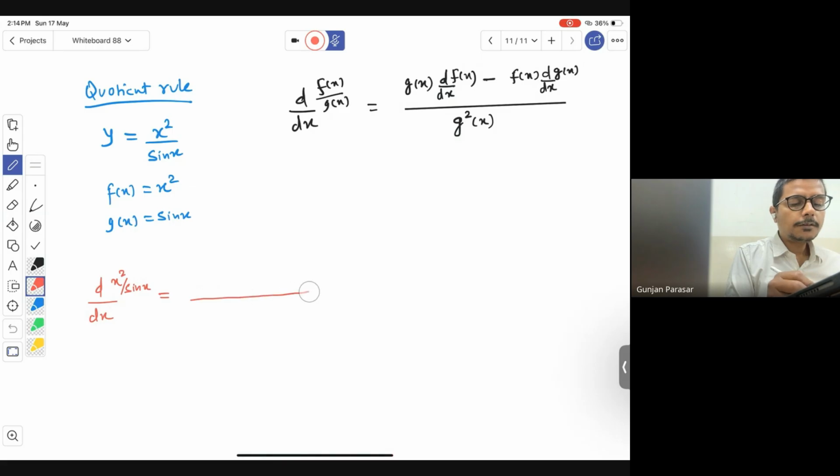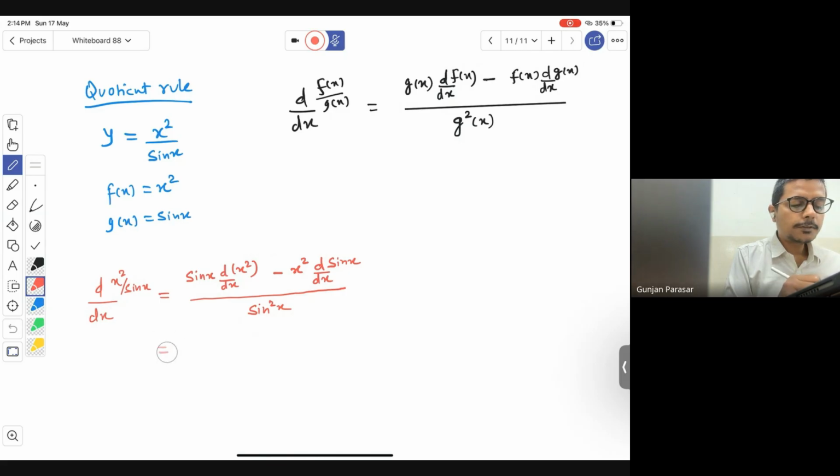So sin x, the denominator, is squared and placed in the denominator. Then the denominator is kept as it is and multiplied with the differentiation of the numerator. And then reverse, but with a minus between these terms. x square is kept as it is, and that is multiplied with the differentiation of sin x.